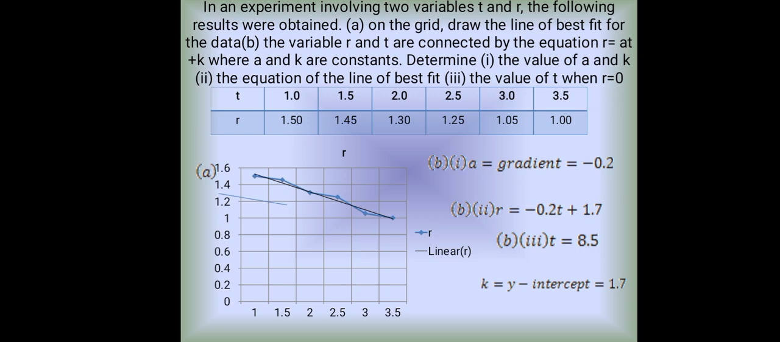In an experiment involving 2 variables T and R, the following results were obtained. On the grid, draw the line of best fit for the data. Variables R and T are connected by the equation R equals AT plus K, where A and K are constants. Determine 1. The values of A and K. 2. The equation of the line of best fit. 3. The value of T when R equals 0.